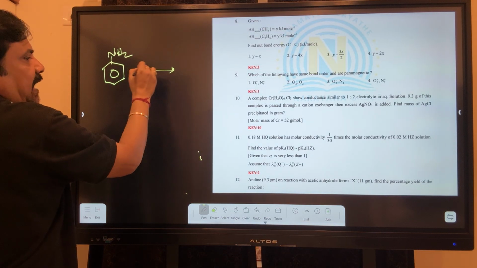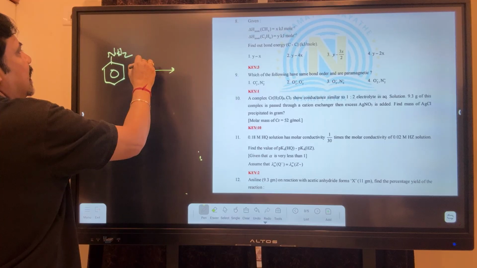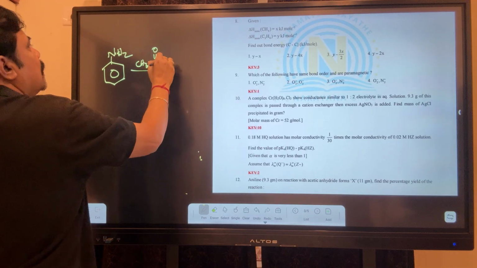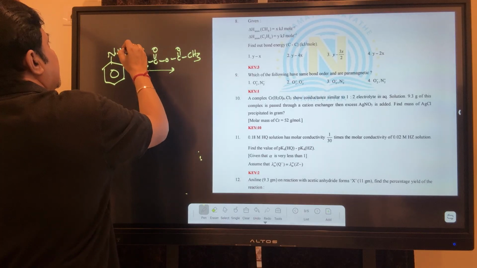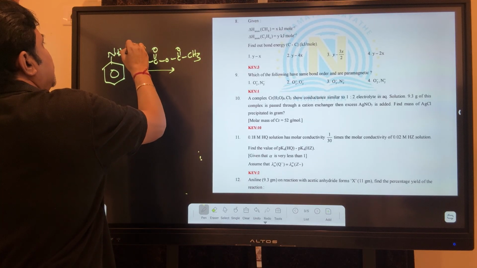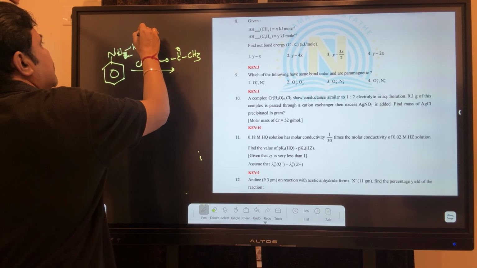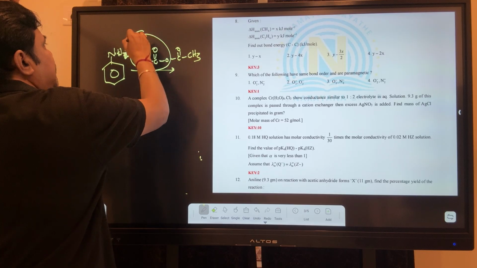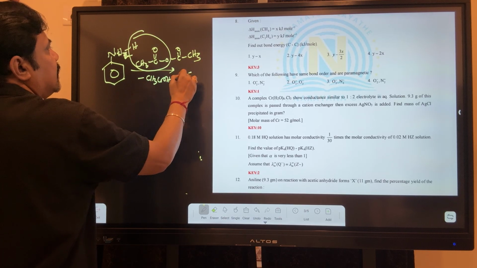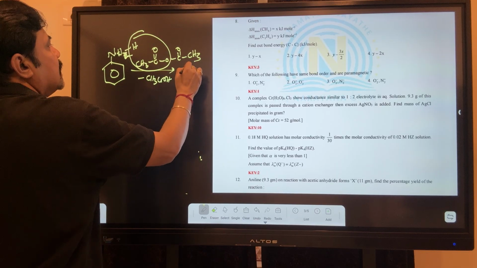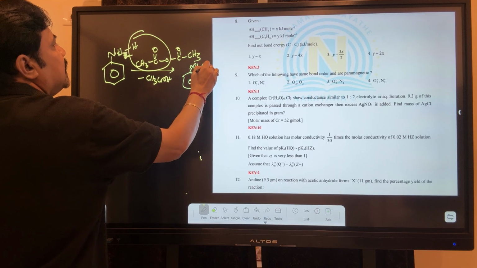Then aniline reacts with acetic anhydride. Acetic anhydride means CH3CO-O-COCH3. Here, what will happen? Aniline means NH2, I am writing it like this. You remove one acetic acid, minus acetic acid. Then immediately you will get NH-CO-CH3. You will get this product.